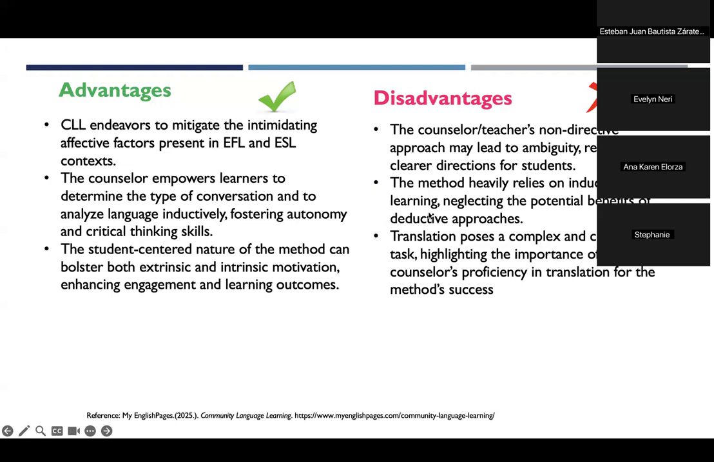So all the time you are going to provide the translation. So where's the moment in which students can deduce, for instance, grammar rules or deduce the meaning of unknown vocabulary? And translation poses a complex and challenging task. Why? Because sometimes if the teacher doesn't know exactly at the moment the translation of an expression that is quite more complicated, they will be struggling in providing that data for the student.